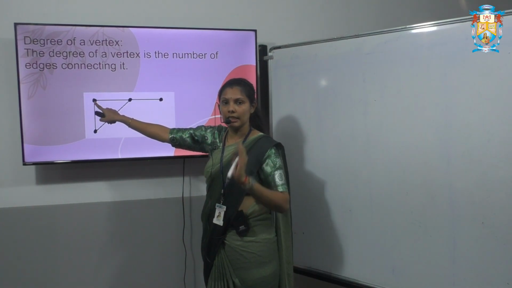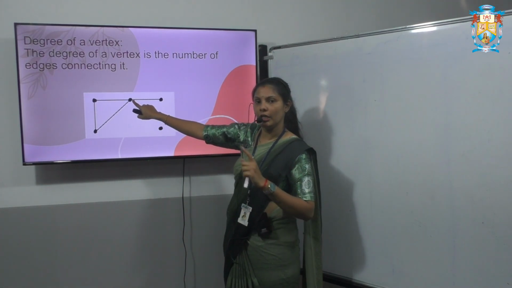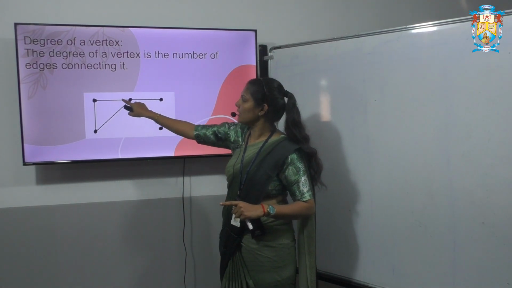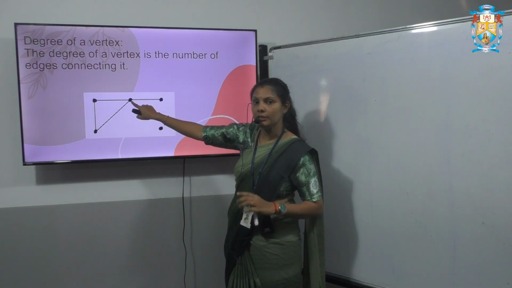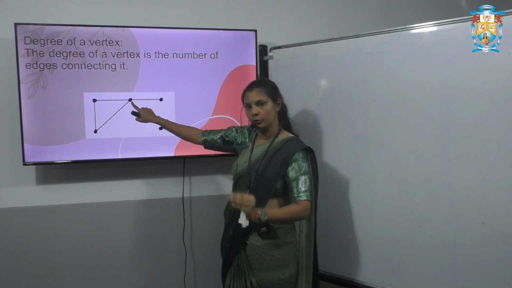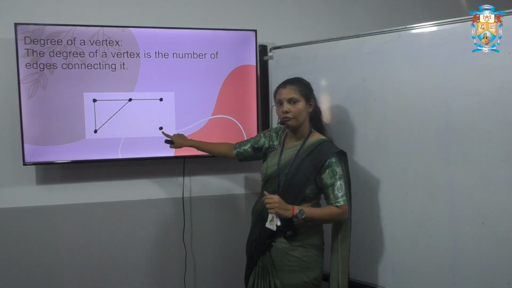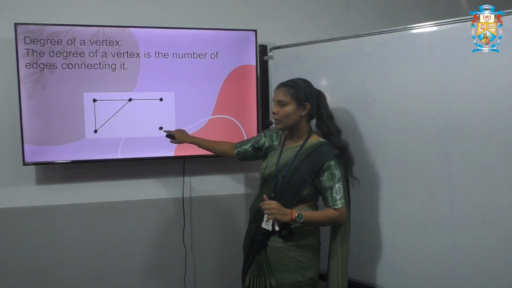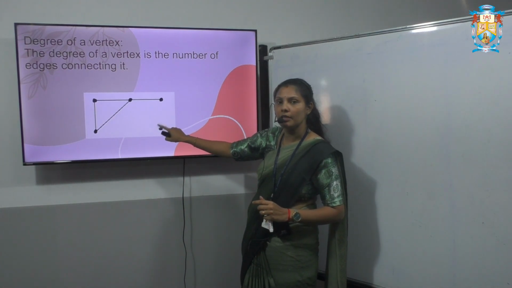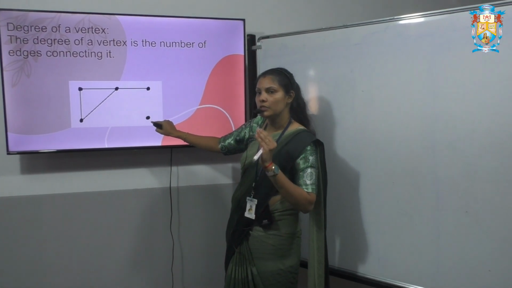That means the degree of A is 2. Whereas in B you can observe there are 2 edges connected to the point B. That means the degree of B is 2. It goes on similarly. Now when it comes to the degree of E, you can observe there are no edges connected to the point E. So the degree of E is equal to 0.